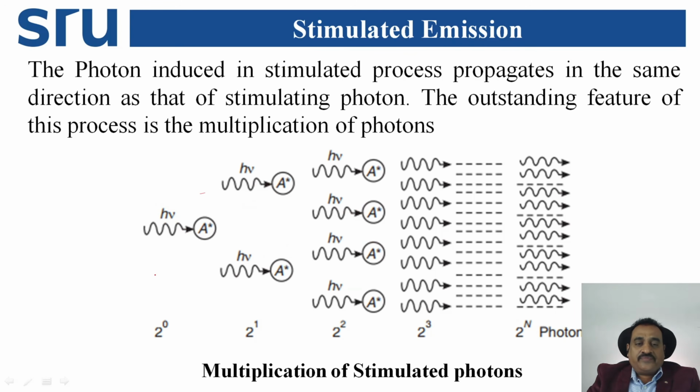So what I am saying here is, one photon is incident on the excited state atom. It gives two photons. These two photons incident on the excited state atoms can give four photons. The four incident on the excited state can give 2 to the power 3 photons. In this process, we can get 2 to the power n photons. In this process, a chain reaction is formed. That chain reaction is called laser action or lasing action.